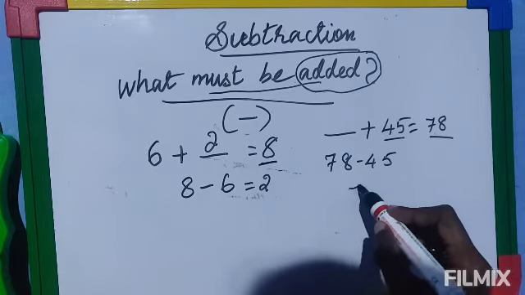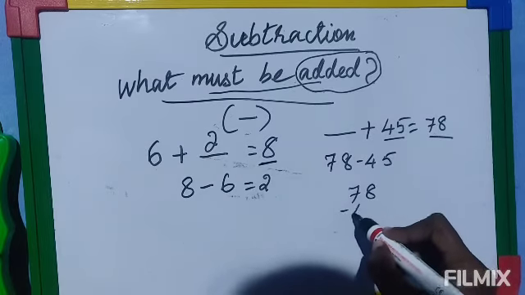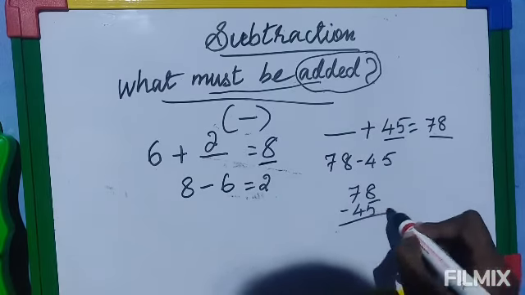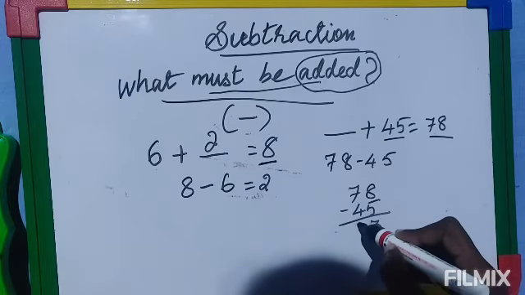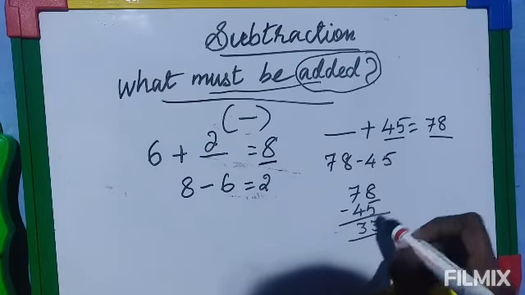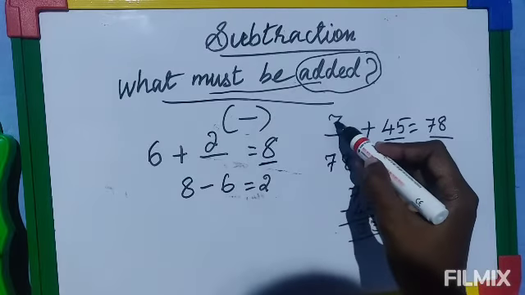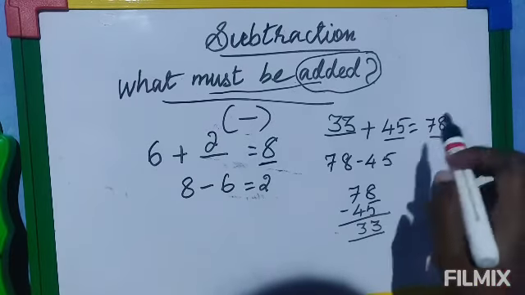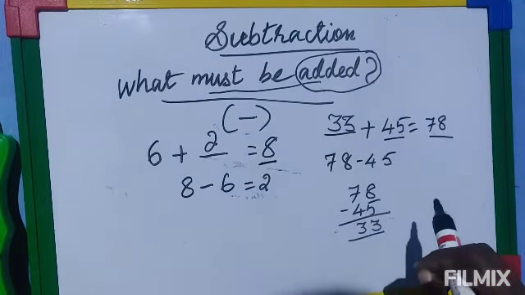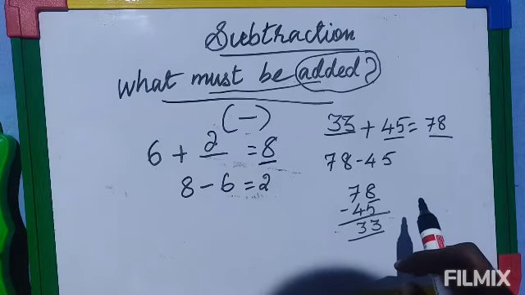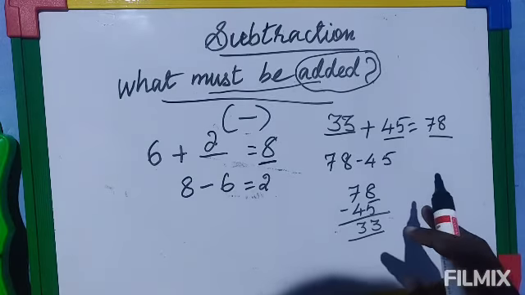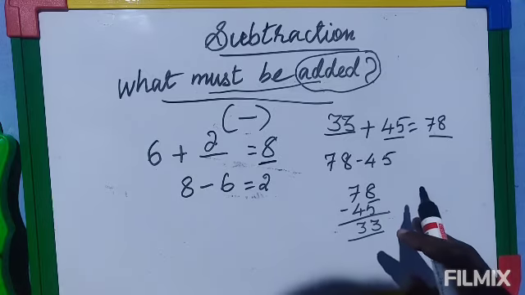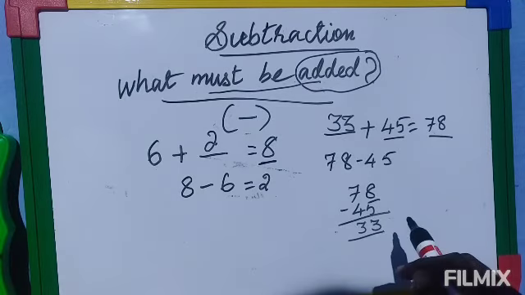Let's minus here, 78 minus 45. 8 minus 5 is 3, 7 minus 4 is 3. So the answer is 33. So with 45, if you add 33, you will get 78. So remember this way. It is given in the recap exercise. One question is given, what must be added? So from the big number minus the smaller number, and you will get the answer.